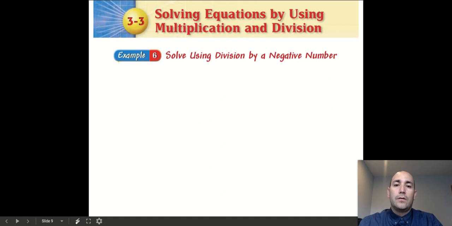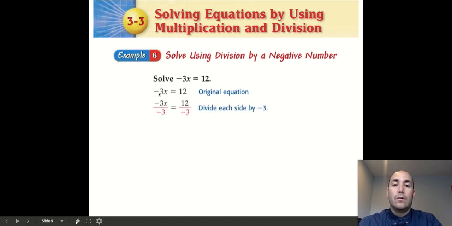All right. So solving using division again, but what happens if I have negative numbers? Well, remember, negative numbers don't change anything. We can still use our division property of equality. So here I have negative 3x equals 12. In order to isolate the x, I want to divide both sides by negative 3 because I want to cancel it out. When I divide by negative 3 here, the negative and the 3 cancel out, leaving me with just the x. And 12 divided by negative 3 gives me negative 4. So here's my answer: x equals negative 4.